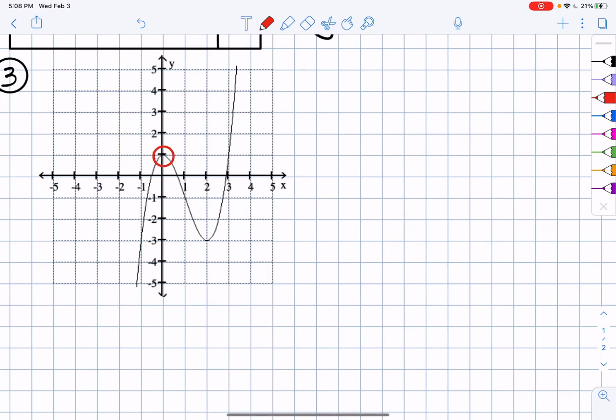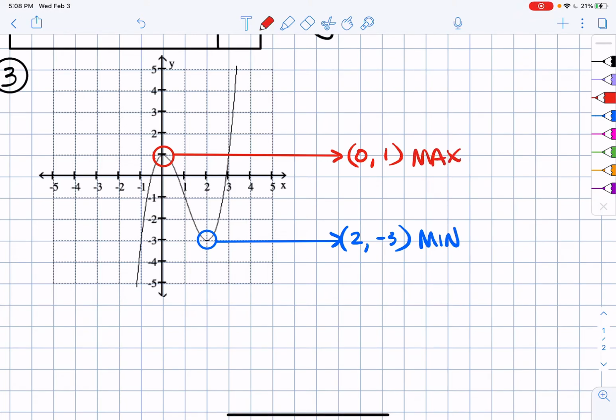And this max is going to be 0, 1, right? And this right here would be my min, which is 2 comma negative 3. So this is going to be my min, and this is going to be my max. And that would be my answer, which is choice A.